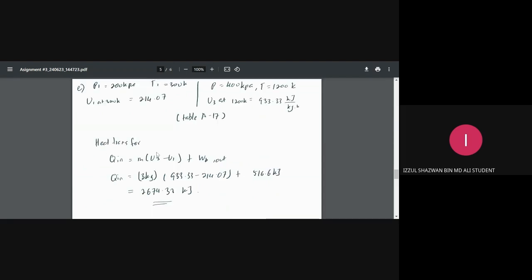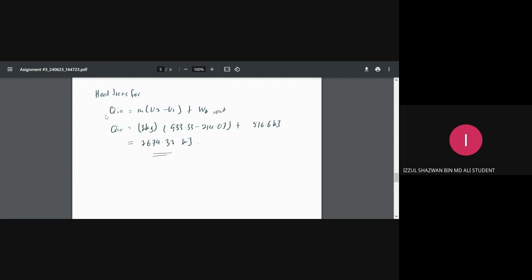Using the heat transfer formula that we derived, we get Q in equal to 3 kilogram times (933.33 minus 214.07) plus 516.6 kilojoule, equal to 2674.38 kilojoule. This is our heat transfer.